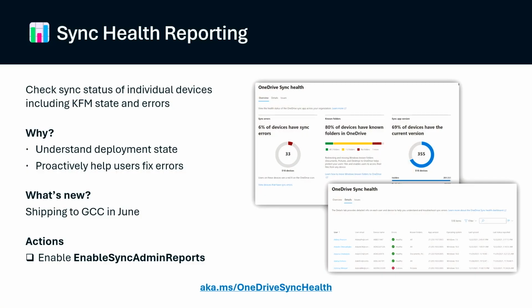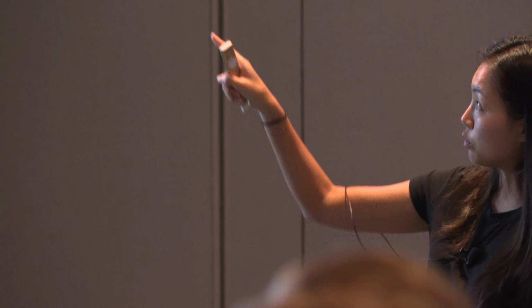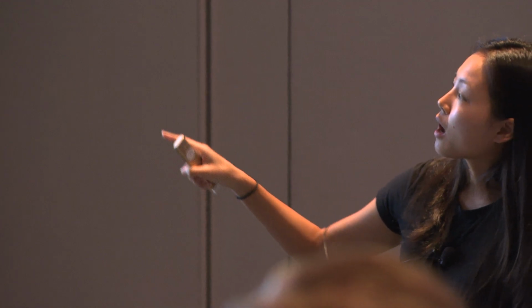All right, and the last one I want to talk about is sync health reporting. Sync health reporting allows you to check the status of individual devices within your organization. You can see information about KFM state, about errors, and it allows you to be more proactive in solving the problems that your users are facing. This has been available pretty widely in all of our standard geos, but we are bringing this to GCC in June. It is not enabled by default, so you will need to go in and enable the sync admin reports. You'll need to visit the M365 portal, which is where these reports are available. And we have some more information at that link right there.